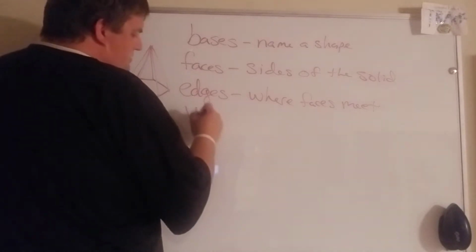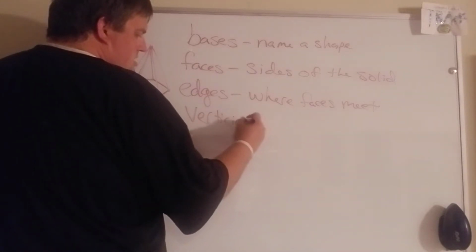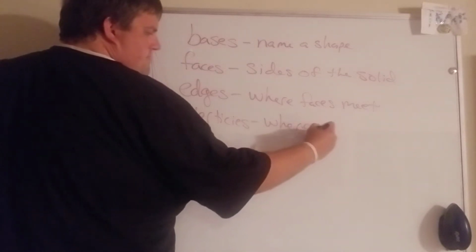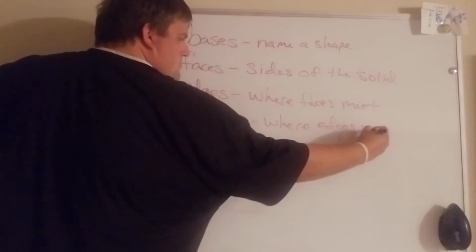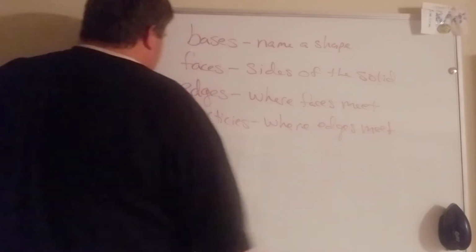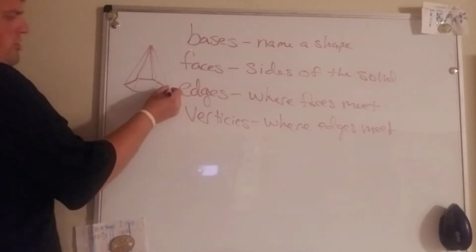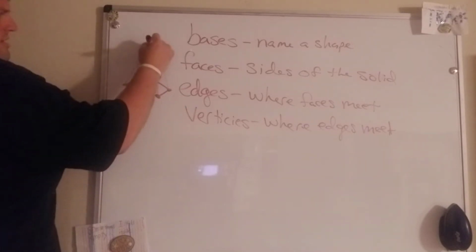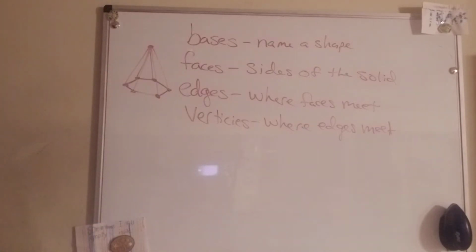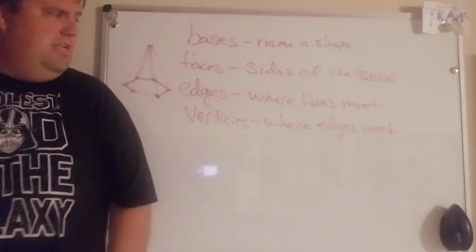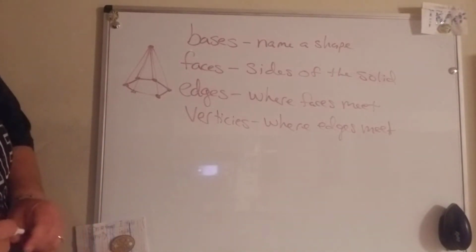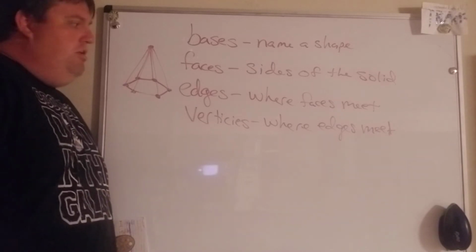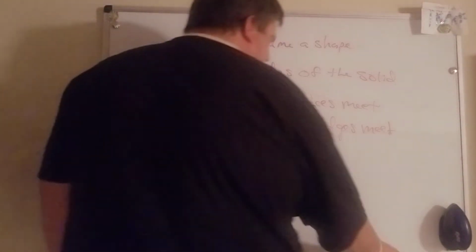And then the last one is vertices. And that's where edges meet. Those are the points, right? Where the corners, if you want to think of it that way, where all of these edges meet together are all going to be vertices of a solid. And so those are like the four main things that you need to know about these shapes. And we're going to talk about some rules that can kind of help you to find those things.